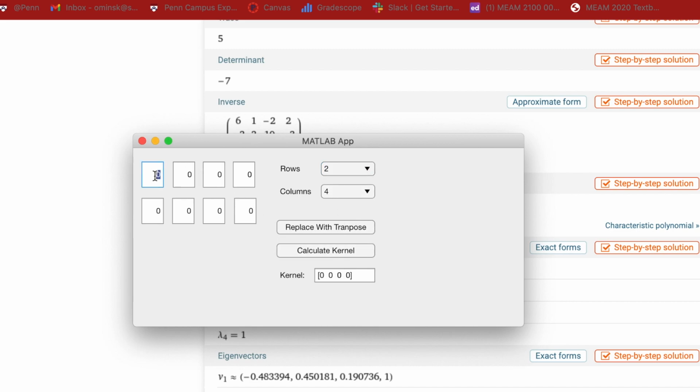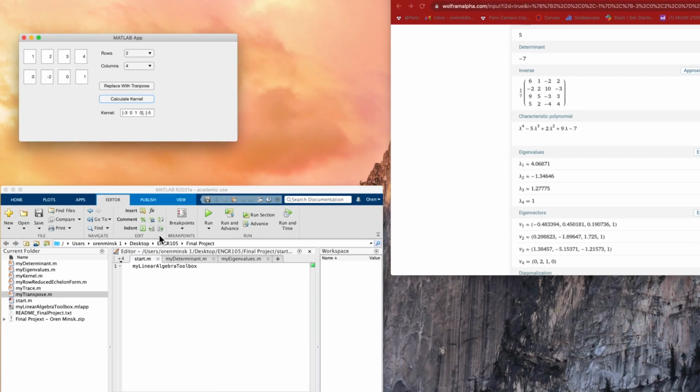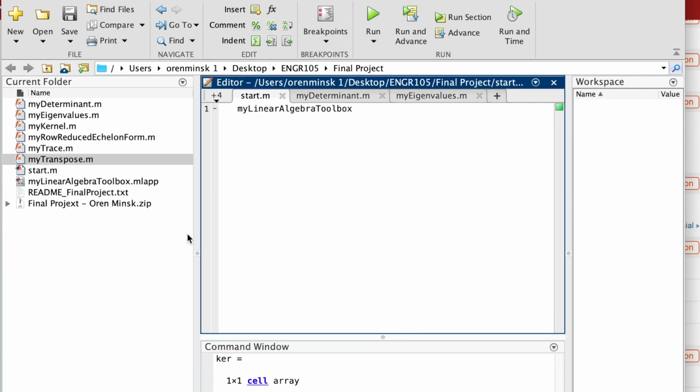So let's say we have the matrix 1, 2, 3, 4, and let's say we have -2 and 1. One thing we can do is replace with the transpose, and it'll flip the dimensions, and we can calculate the kernel of the matrix. So we can see that these are the two vectors where if we multiply these vectors by that matrix, it'll give us 0. So let's go back to the MATLAB editor, and we can look a bit at some of the files.